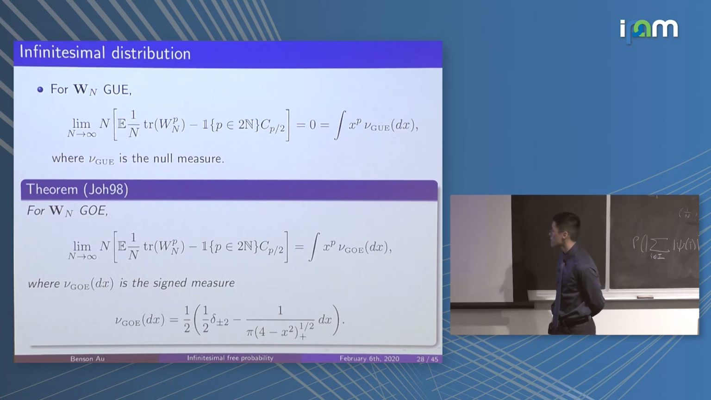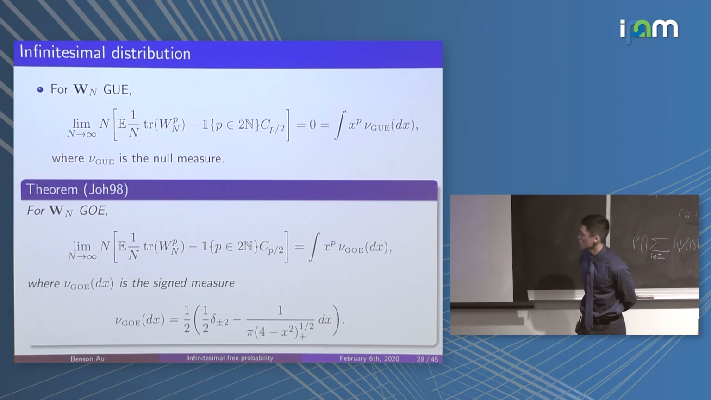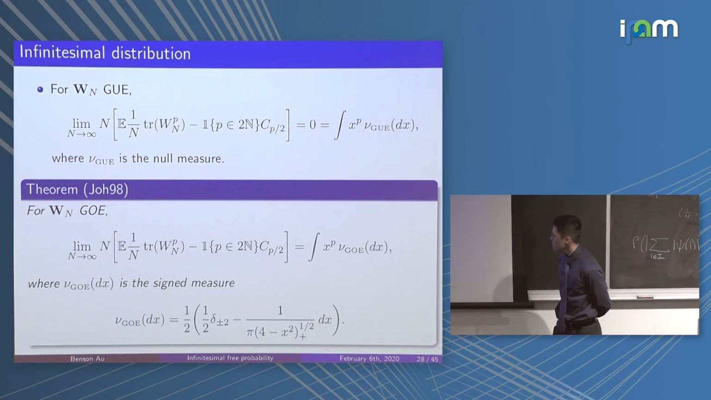However, for the GOE, this already becomes different. So this is a result of Johansson from '98. If you do the same calculation for GOE, the resulting measure you get is a signed measure. Of course, it's a signed measure, and of course the mass of your signed measure should be 0 because your phi prime of 1 is 0. And your signed measure is given as the difference between just a Bernoulli and the arcsine. Okay? So what can you do with this?